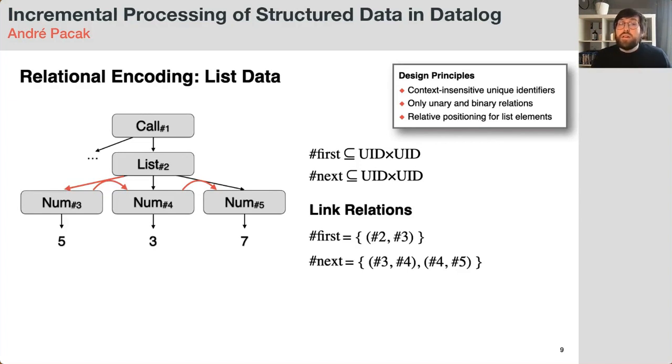But what happens if we delete, for example, the first element? Well, we need to change the first and next relations. First, we have to delete the tuple that connected the list node with the first element, which was the number node with ID 3, and insert a new tuple that connects the list node with the number node that has ID 4. But we also need to delete the next link that connected the numbers with ID 3 and 4. But the next link between 4 and 5 stays intact because we used relative positioning.